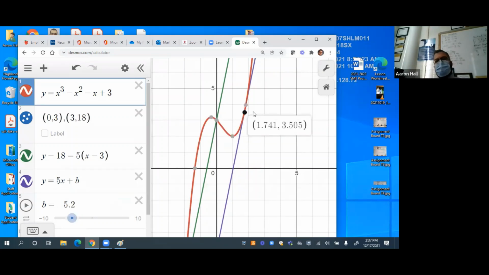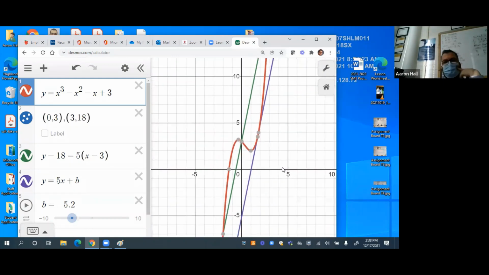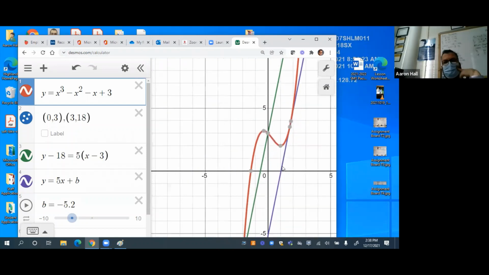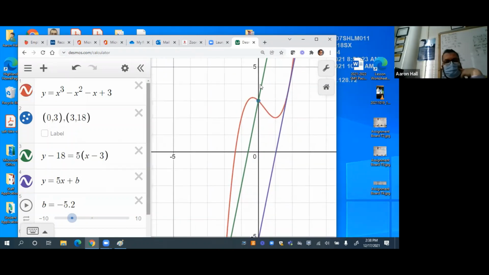Well, 1.78, yeah, it's not quite a tangent line because it goes through both of those points. 1.786, yeah, so in between these two points. Okay. There you go.